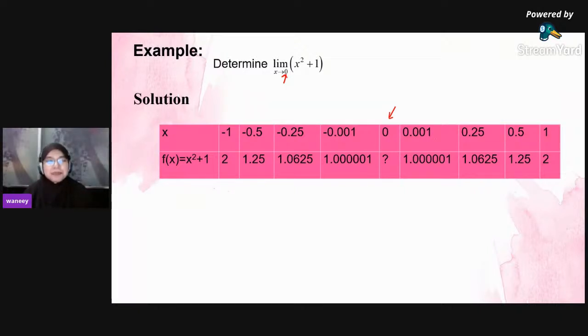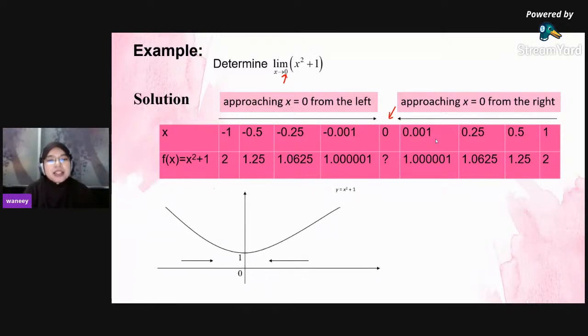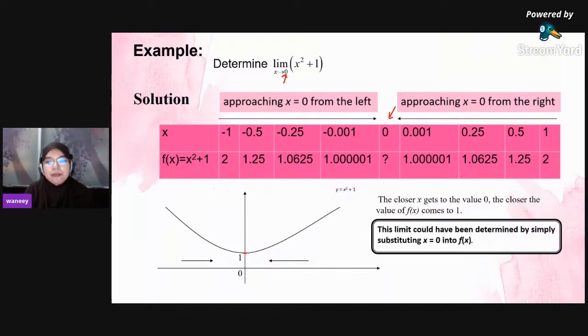What we can see is that as we go much closer to 0, we are going to get 1. So you are approaching x equals 0 from the left, and approaching x equals 0 from the right. You can easily see when you draw your graph that on the left hand side we are approaching 1, and on the right hand side we are also approaching 1. So the closer x gets to the value 0, the closer the value of f(x) comes to 1. This could have been determined by simply substituting x equals 0 into f(x).